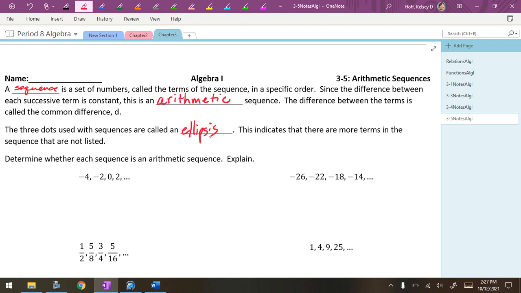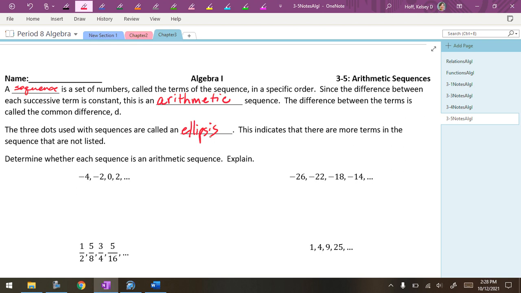Okay, I'm going to go back to what I just taught you. The three dots used with sequences are called ellipses. This indicates there are more terms in the sequence that are not listed. They are not the same. There are just more terms.